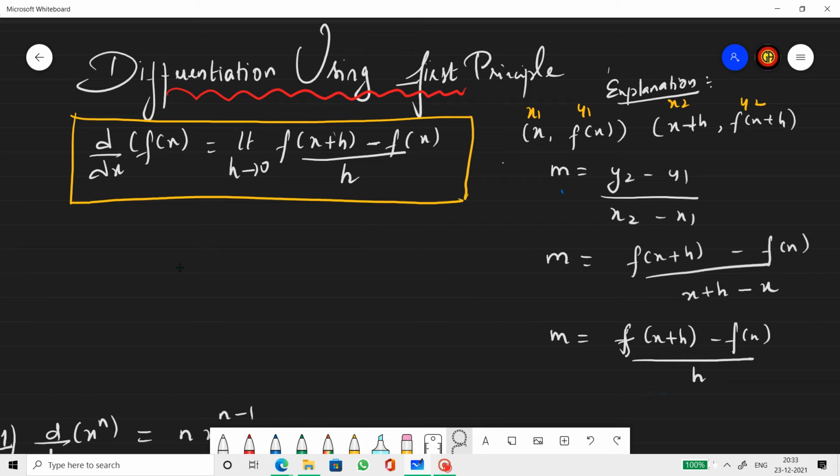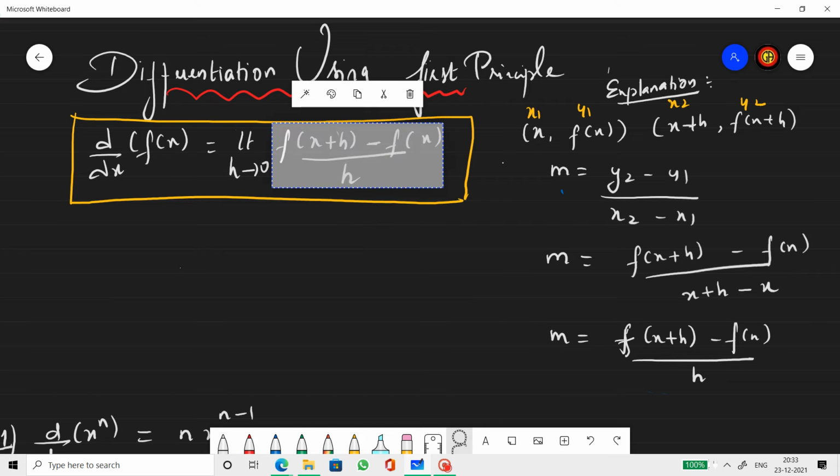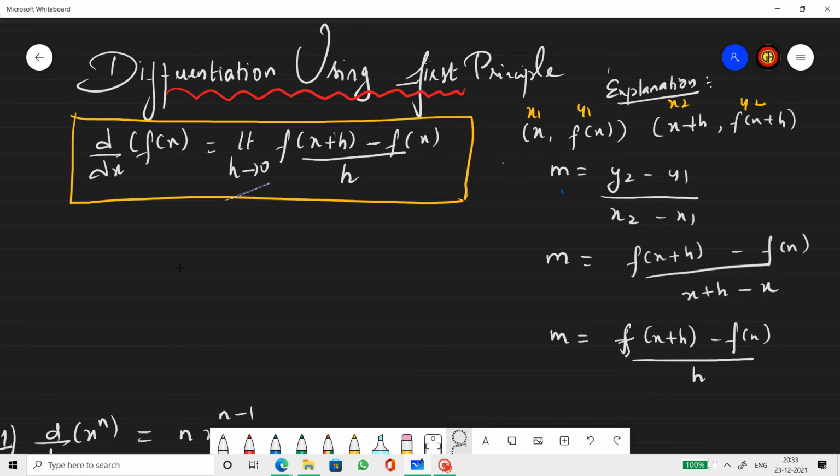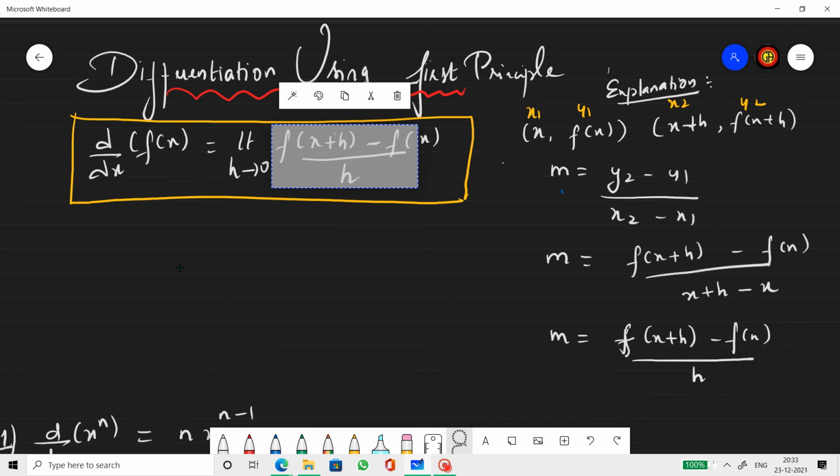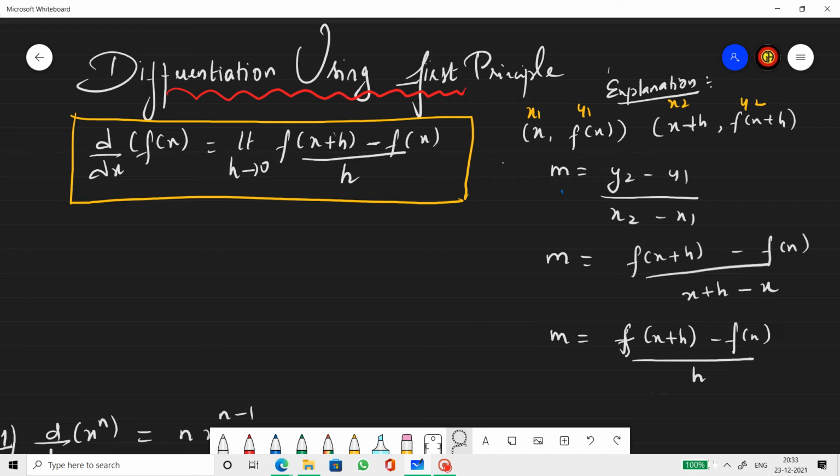you get the slope expression, and you apply limit h tends to 0 on that, and that answer is equal to the derivative of the function. And it will always be h tending to 0. We don't need to change this.